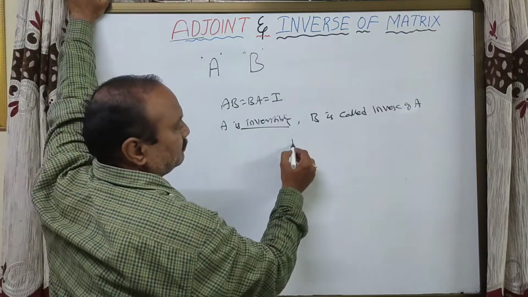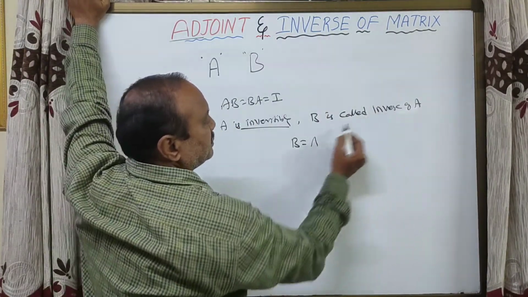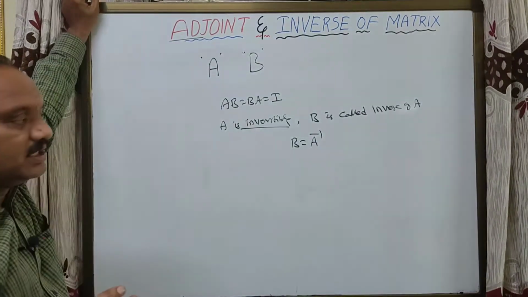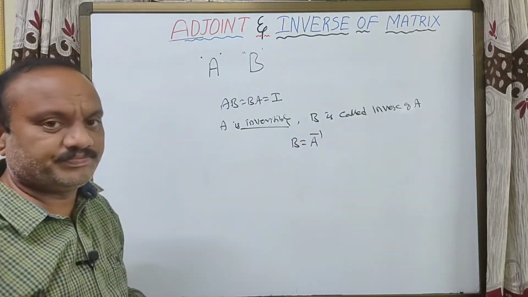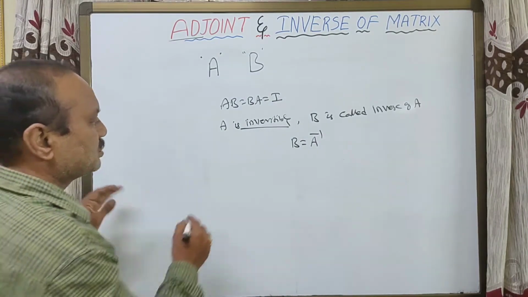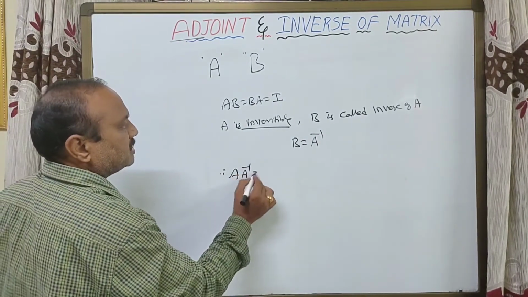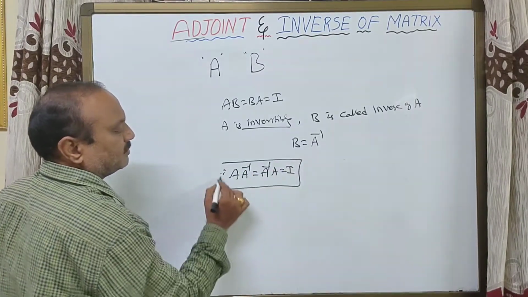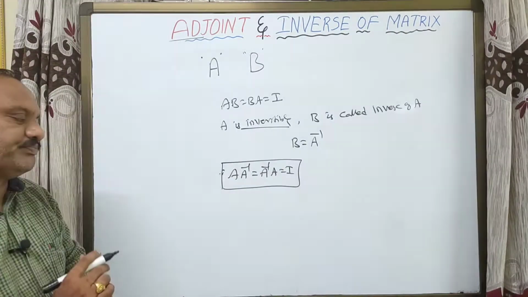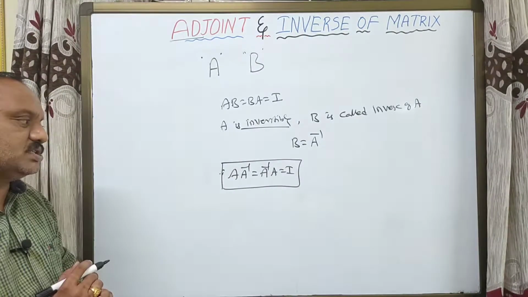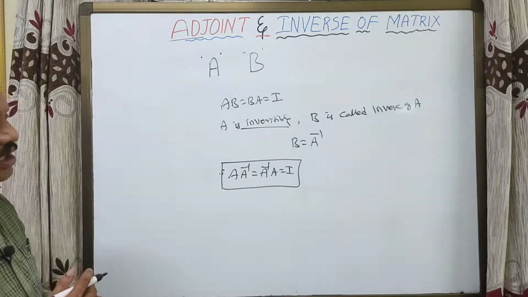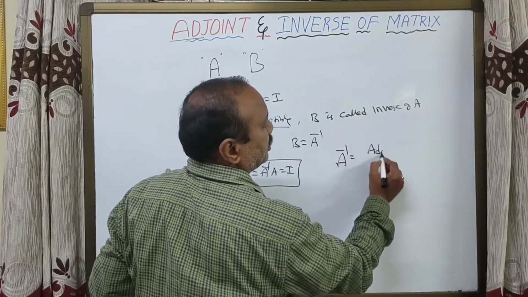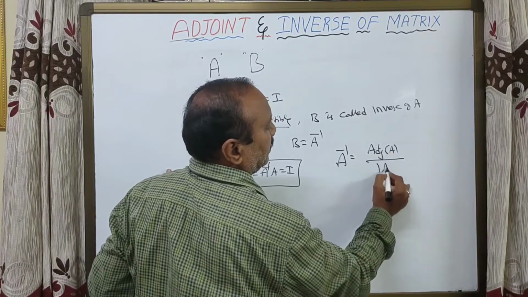My dear students, B becomes inverse of A, denoted by A power minus 1, but don't read A power minus 1, read it as A inverse. So A into A inverse equal to A inverse into A equal to I students. This is the first formula. Now A inverse formula is adjoint of A by det A.